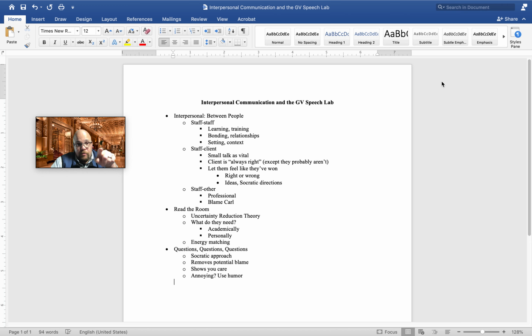Now, when you think about all of these examples, it's important that you read the room. And what I mean by that is if you are attentive to what's going on around you, with the people around you, you often know or can at least be cued into limitations and expectations. So this could be applied to all three of the levels here. So staff to staff.